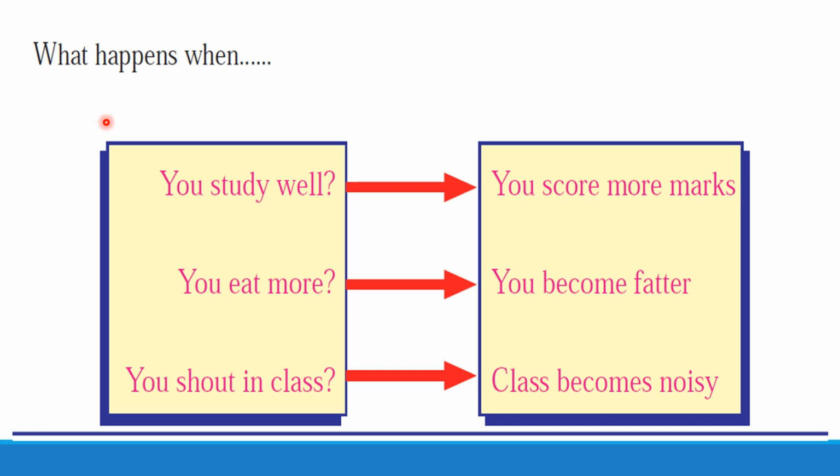What happens when you study well? You score more marks. You eat more, you become fatter. You shout in class, class becomes noisy. Here in all these, one quantity increases, the other also increases. If you study well, more marks. Eat more, become fatter. Shout in class, becomes noisy. Here one quantity increases, the other also increases. We call it direct proportion.